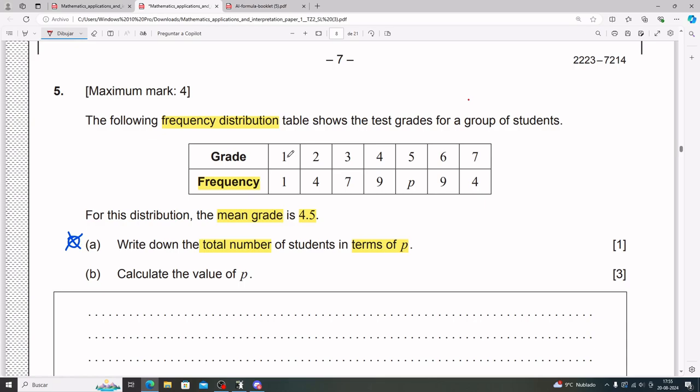how many students had a grade of 1? Only 1, because the frequency is 1. How many students had a grade of 2? 4 of them. How many students had a grade of 3? 7 of them. How many students had a grade of 4? 9. How many students had a grade of 5? P, who knows what that is? How many students had a grade of 6? 9. How many students had a grade of 7? 4. All right. So clearly down below, for frequency, it's also associated to number of students.